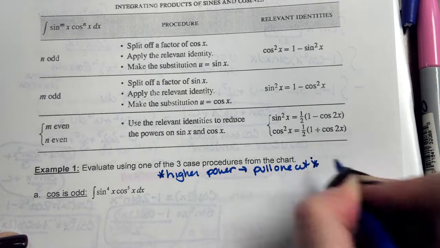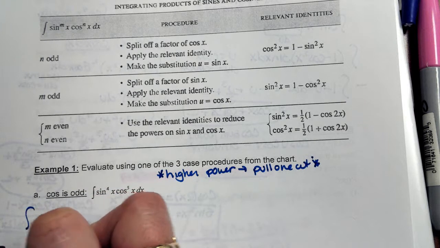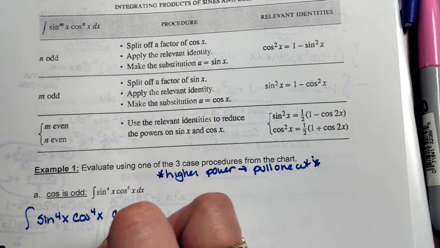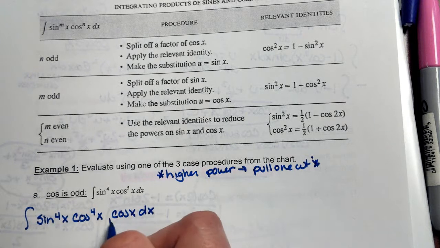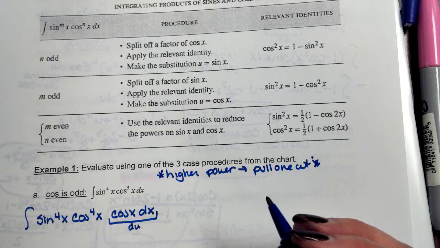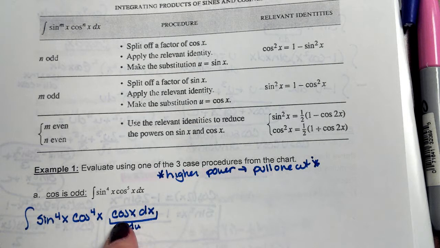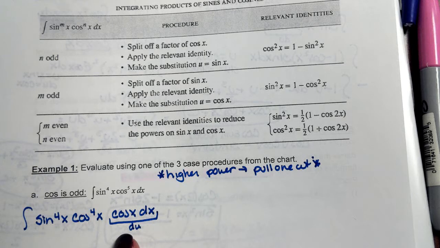So you're going to make one of your factors linear. So I can rewrite this integral as sine to the 4th x, cosine to the 4th x, times cosine of x dx. Again, if you're looking ahead, this is what I want my u to be equal to. I know that the derivative of sine is a cosine.